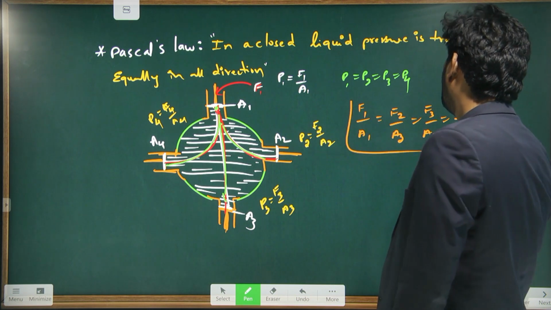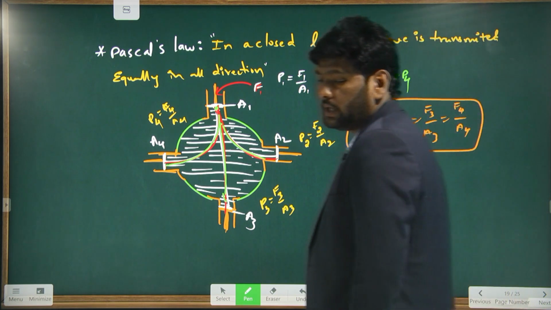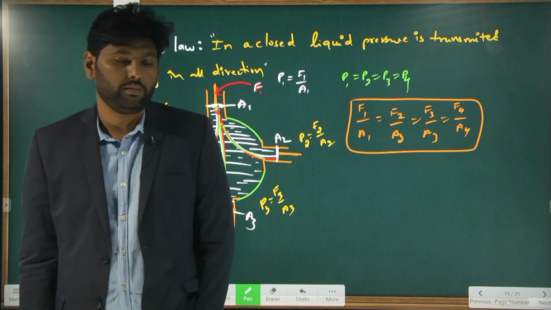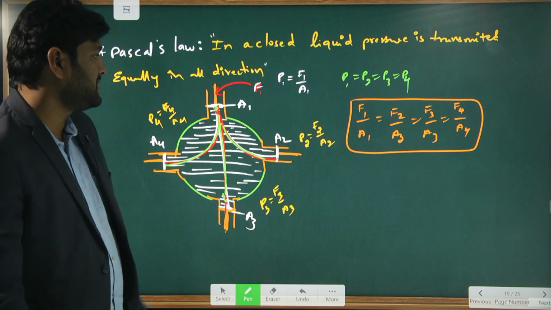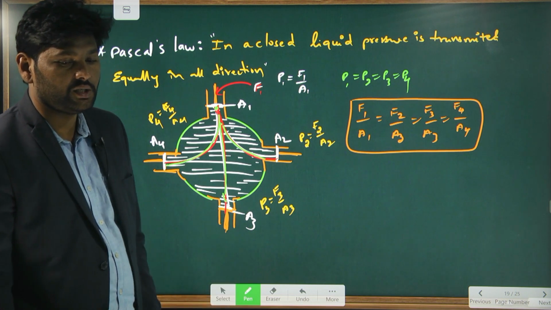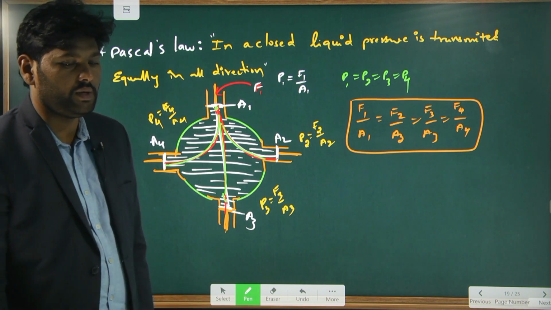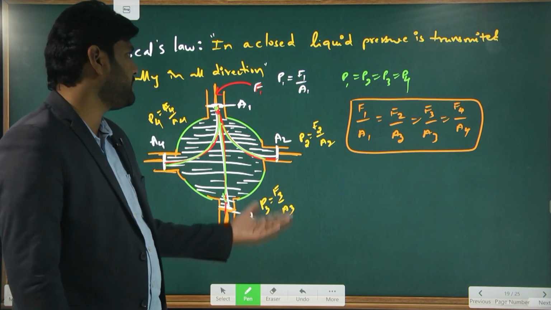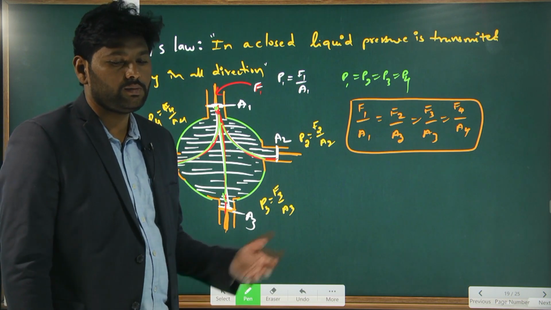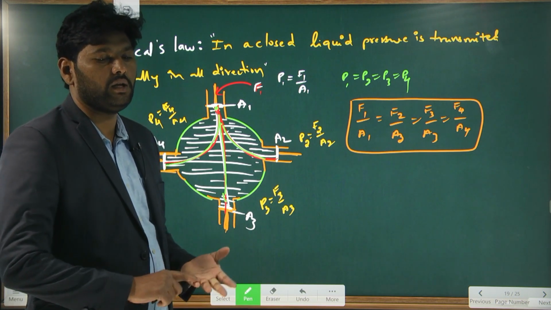So this is showing Pascal's law equation. Understand? It means pressure is transmitted equally in all directions. So that is what Pascal's law is telling. Here, what does Pascal's law get used for?